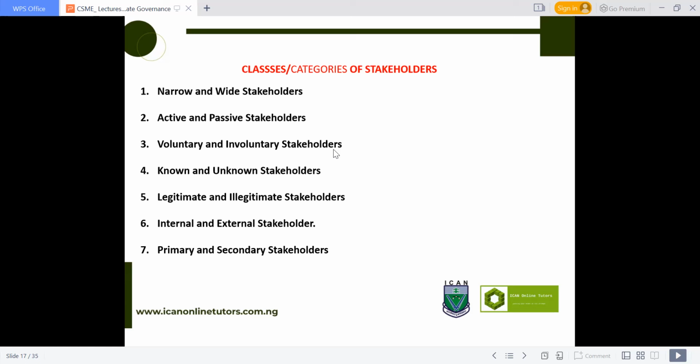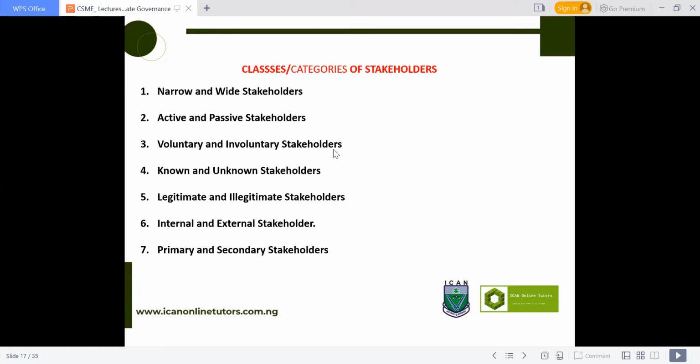Wide stakeholders are those that are less affected. Narrow stakeholders are those that are mostly affected by the action or the decision of the organization, while wide stakeholders are those individuals or groups that are less affected by the decision of that organization. They depend less on the company.